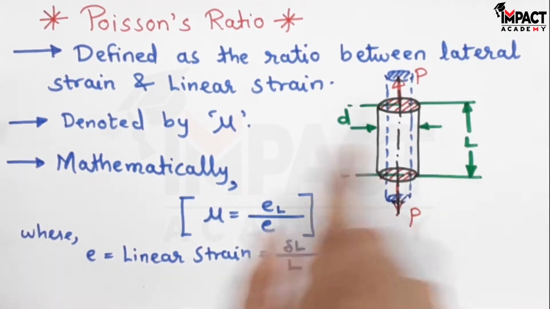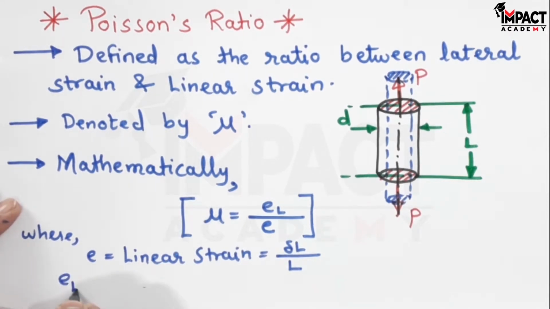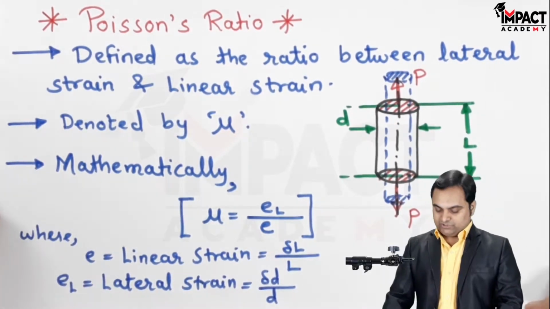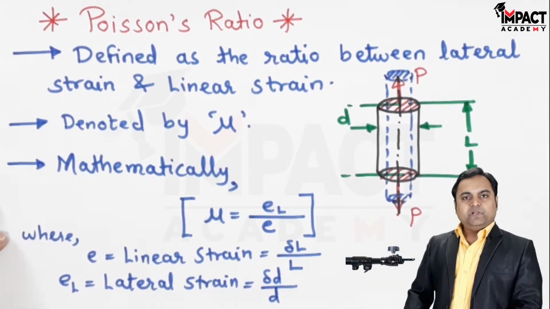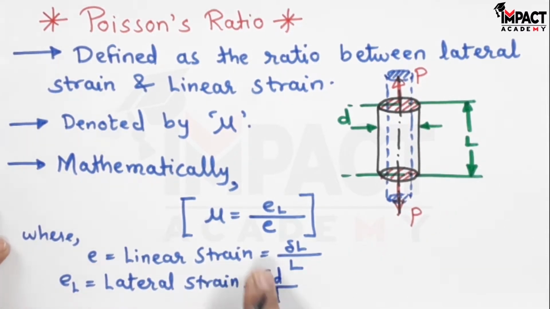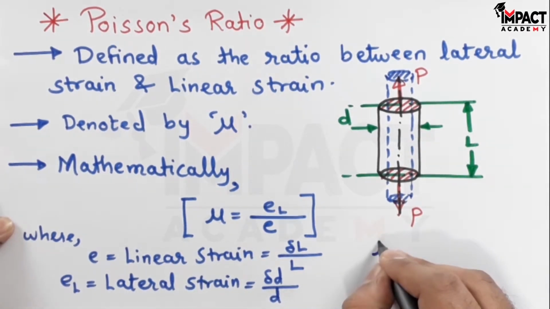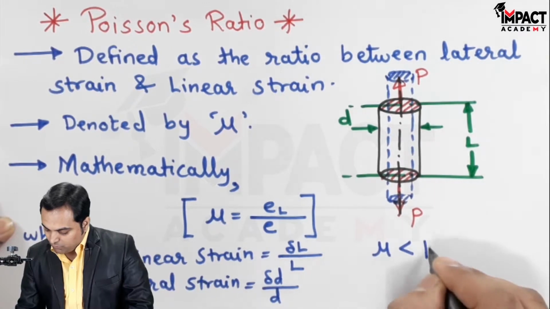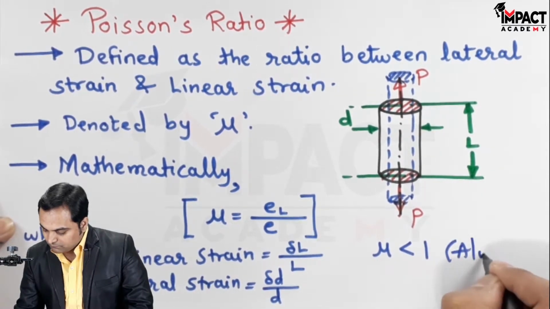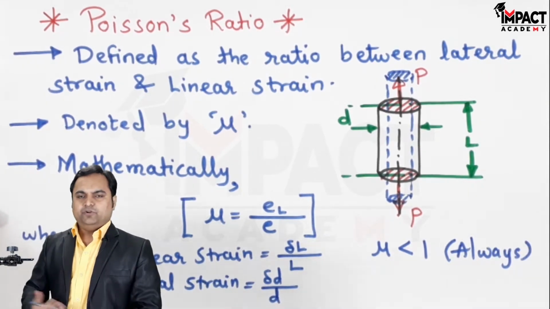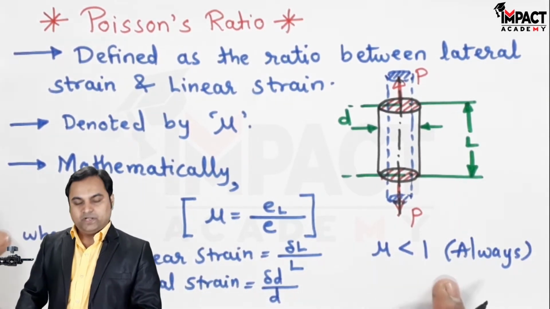whereas the decrease in diameter, now this dimension is lateral or perpendicular to the length, so that would be called as the lateral strain. It is change in diameter upon original diameter, and always it will happen that the linear strain value would be more whereas the lateral strain would be less. So mu value would always be less than 1. That is, it can be 0.2, 0.3, 0.33, anything but less than 1.